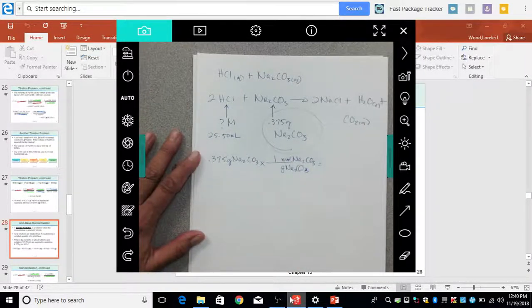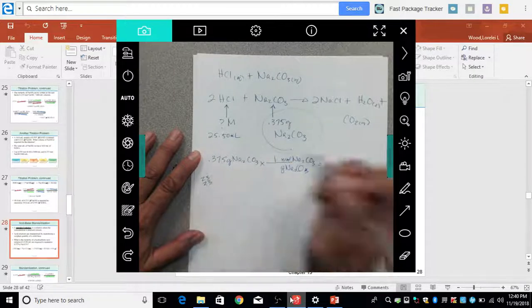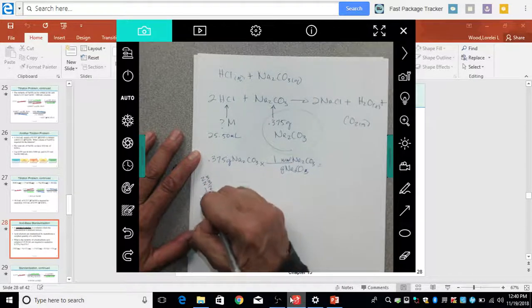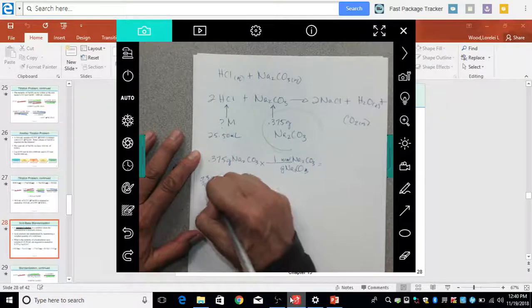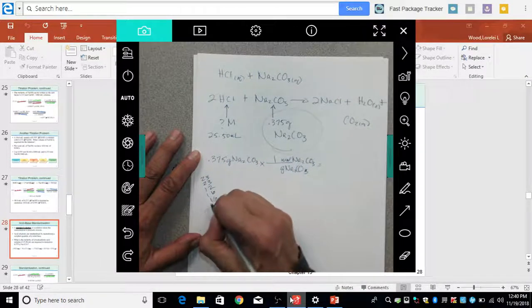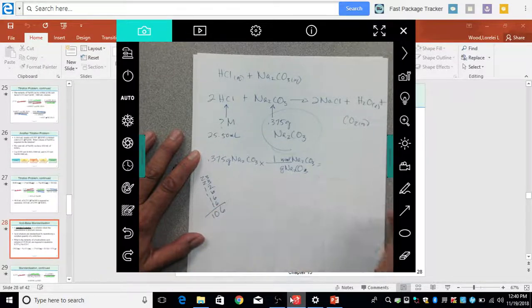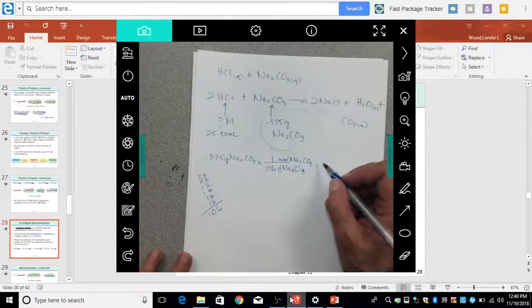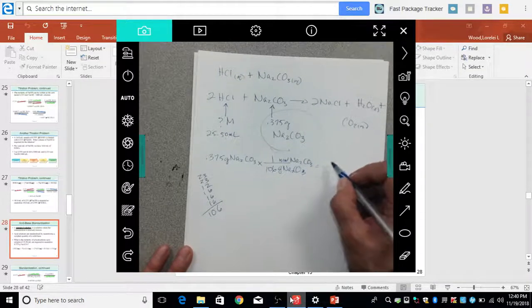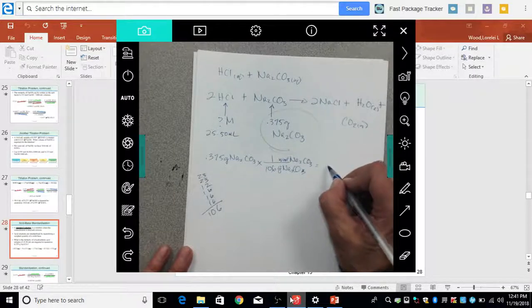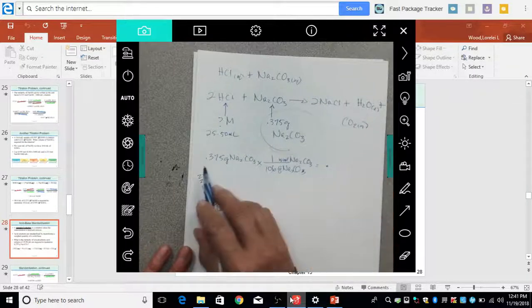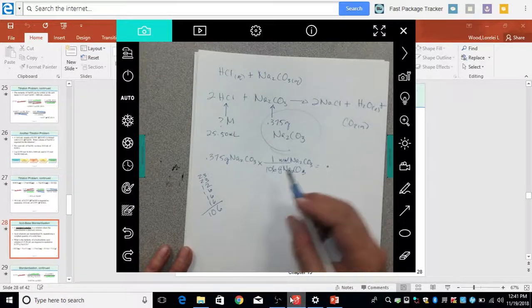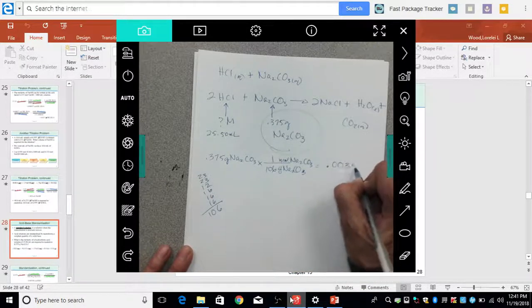Let's see, sodium is 23 each, so we got 2 of those. Carbon is 12, oxygen is 16 each. So 106 grams per mole. Somebody with a calculator. What's 0.375 divided by 106? Hopefully I got that molar mass right. What's our number? 0.0035. And what are my units here?